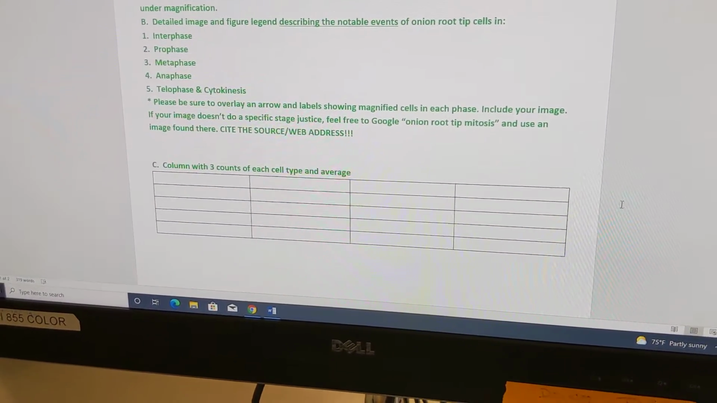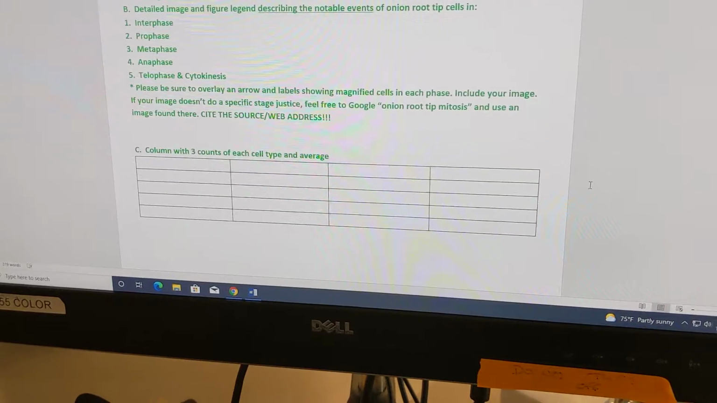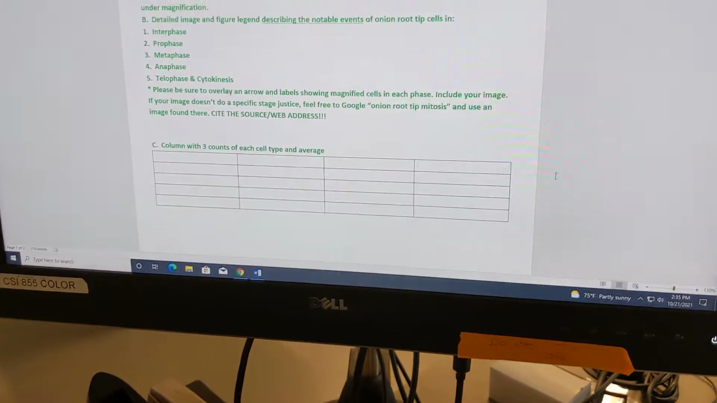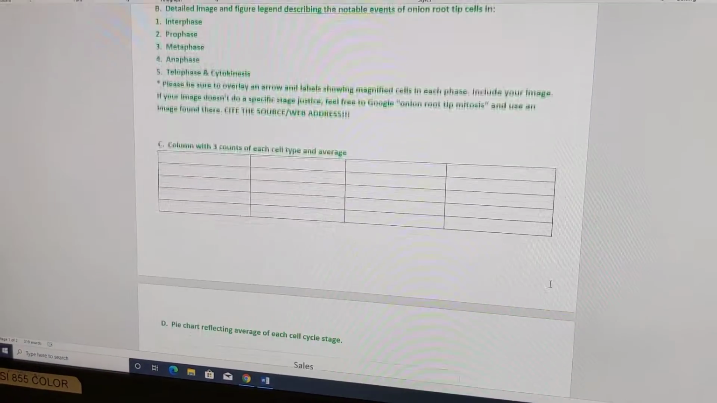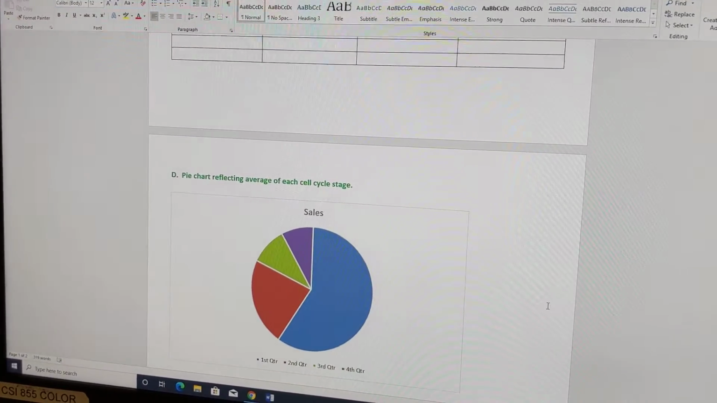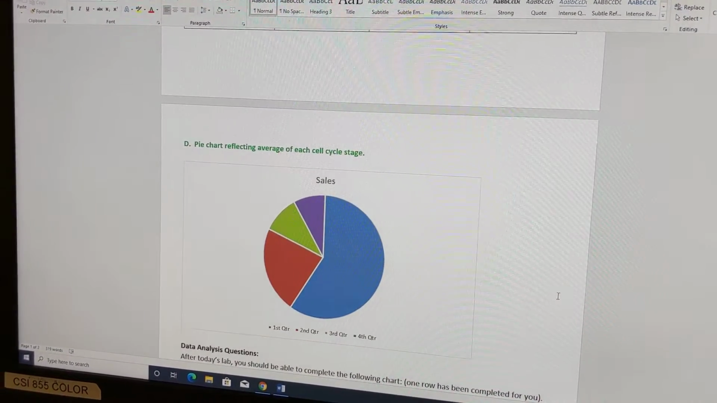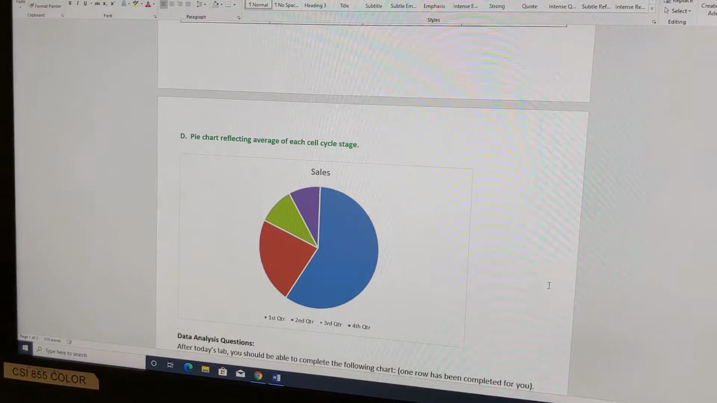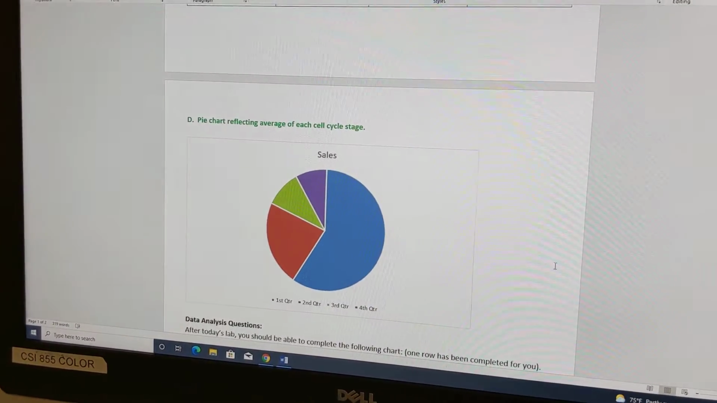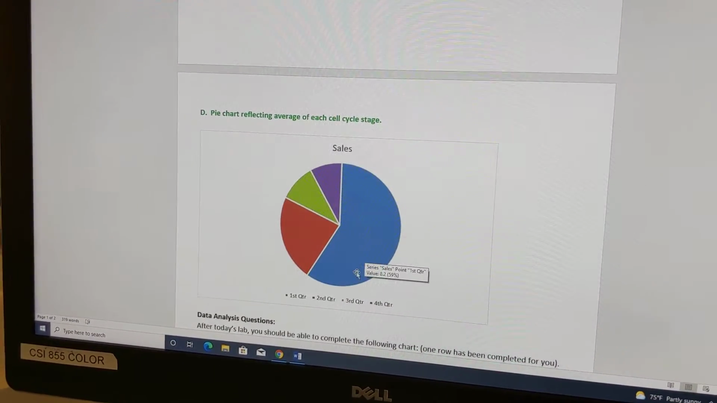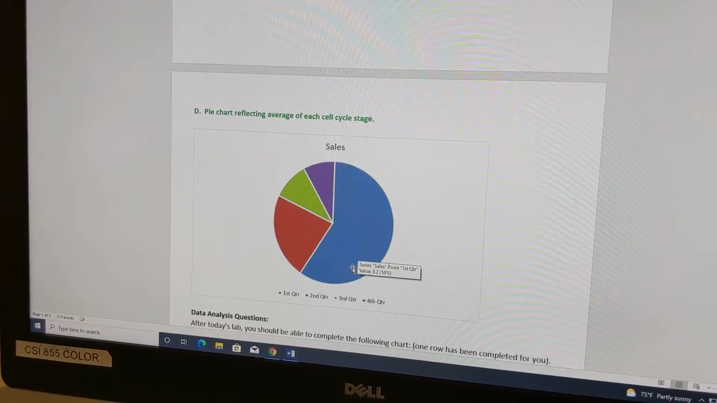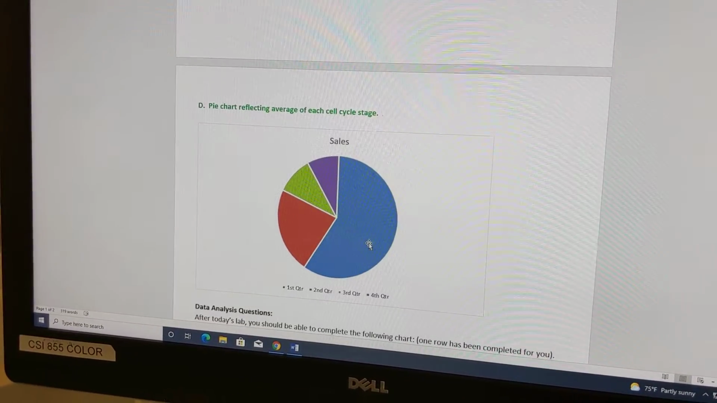So here's just a basic column table, and I let them go crazy with it. At the end, of course, with the average number, we ask them to make a pie chart. It's pretty straightforward to do, so hopefully you can have them do that with their final average data. And they're going to have the different cell types labeled. So there'd be, of course, interphase, prophase, metaphase, anaphase, and telophase.